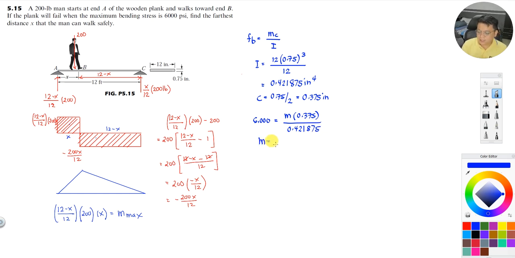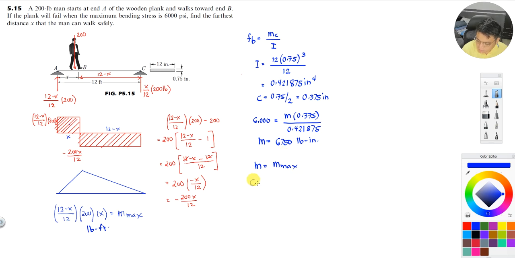Again, this is in psi, so ang masasolve natin is in pound inch. So, 6,000 times 0.421875 divided by 0.375. So, you can have it as 6,750. Again, this is in pound inch. Pero ito, ano unit nito? This is in pound feet. Yan ano? Okay. So, M is equals to M max.